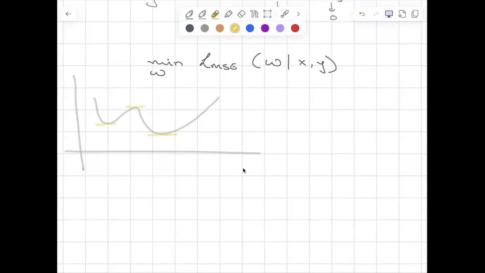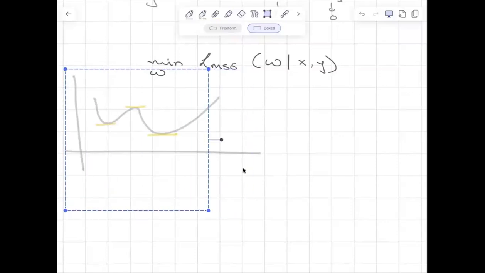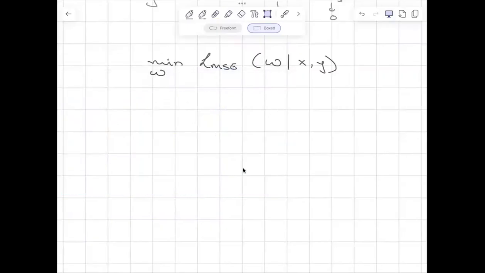So I take the derivative, I set it to 0, and then I solve for W, because that is the thing I'm varying. That is going to tell me the value of W for which my loss is minimized. Do you get the high level idea of what we are trying to do here? High level, just intuition. Yes. Okay, so now let's just do it.